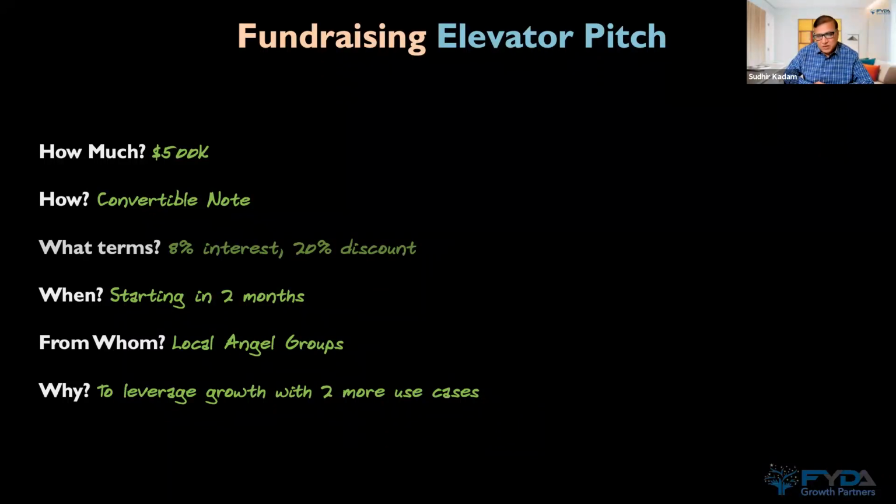What terms are you raising it on? If it is an angel investment, you can say so much of equity and so on. If it's a convertible, you will say, I will give you 8% interest and 20% discount. 8% interest, 20% discount is pretty normal here in the Silicon Valley. I think it might not be applicable in India. You'll have to go and check what works in India. When are you raising the money?